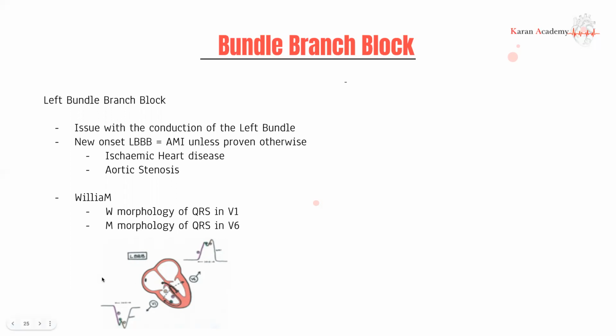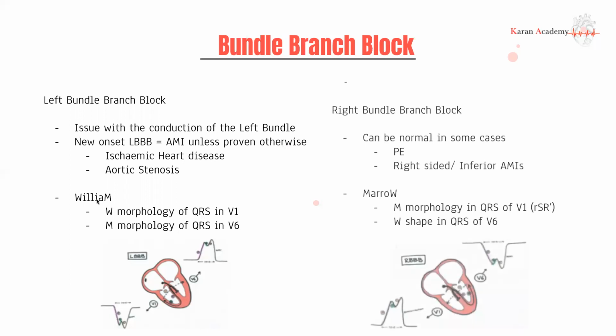Now, how does this present? The way you can remember this is William and Marrow. You would see a W morphology of the QRS in V1 and an M-shaped morphology in V6, and the opposite for right bundle branch block. But more importantly, what I've always found to be an association is to look at the T wave. This is often very hard to distinguish on an actual ECG, but the T wave often is a big tell as to which part's affected.